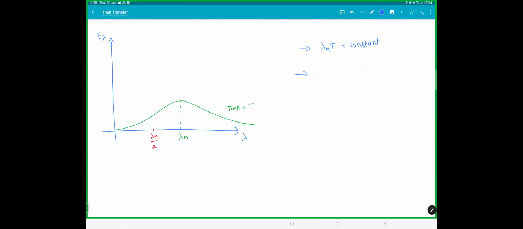The second thing, the area under the curve. The area is the integral from 0 to infinity of E lambda d lambda, which is sigma A E T power 4. So the area is proportional to temperature to the power of 4. That means this area here will be 16 times bigger.